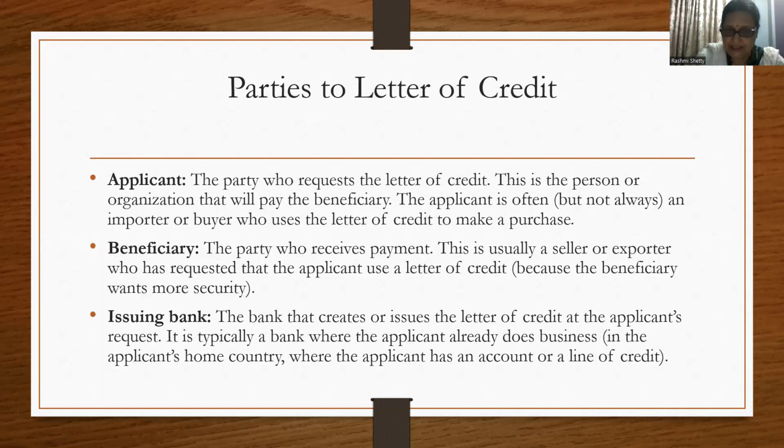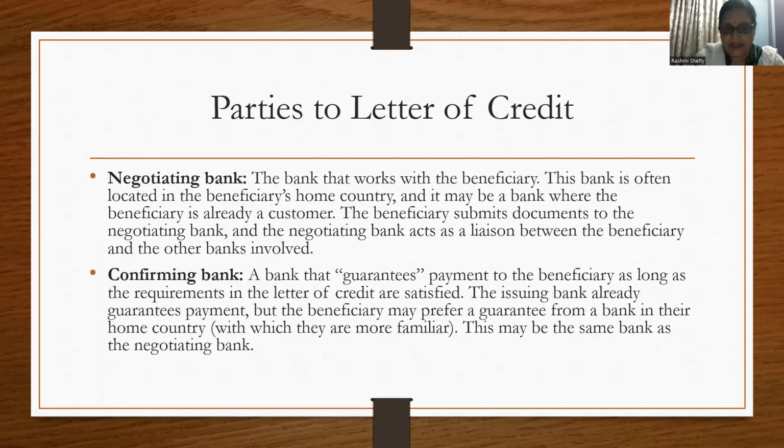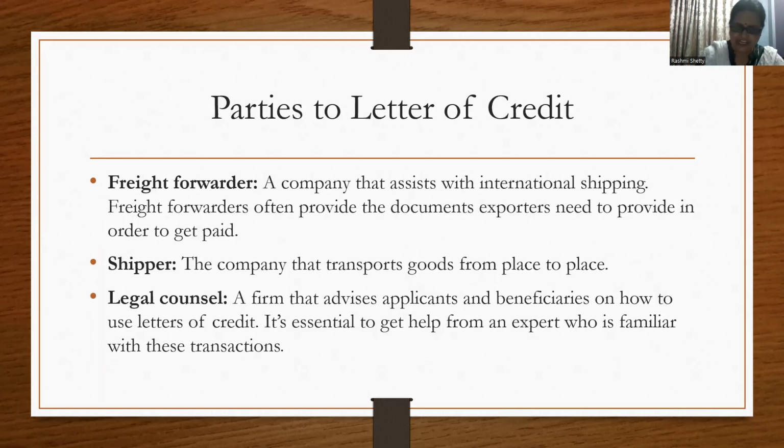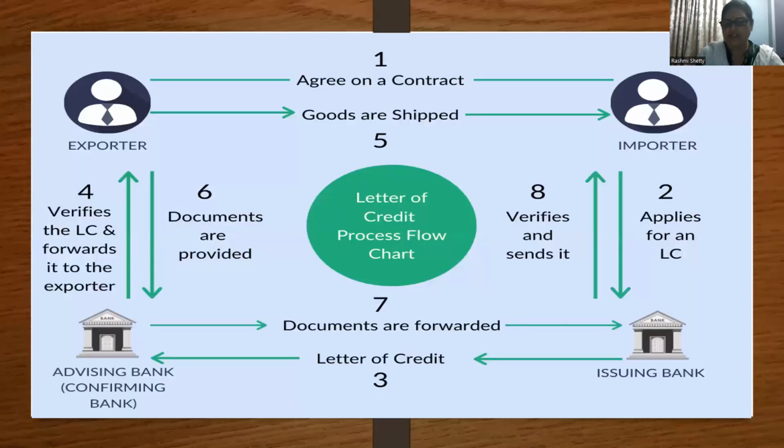There will be an issuing bank, the bank that creates or issues the letter of credit at the request of the applicant. This is the importer's bank. And there will be a negotiating bank that works on behalf of the exporter. And there may be one more bank called the confirming bank, which guarantees the payment of the letter of credit. There may be other parties like intermediary, advising bank, freight forwarder, shipper, legal counsel, everything. This is how the letter of credit works.